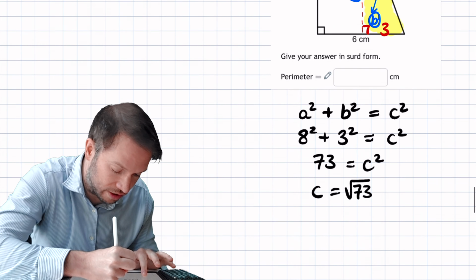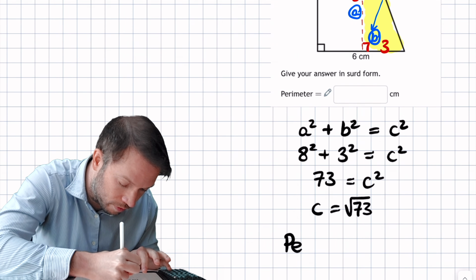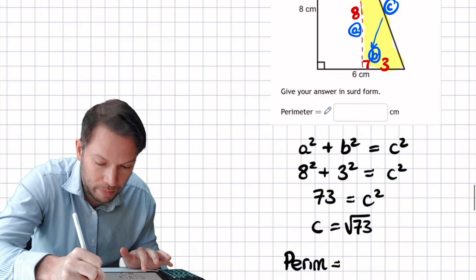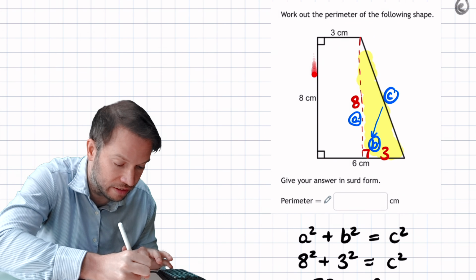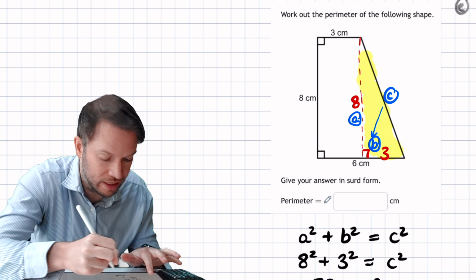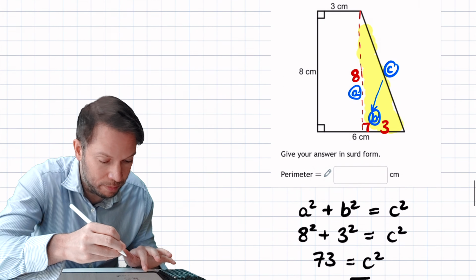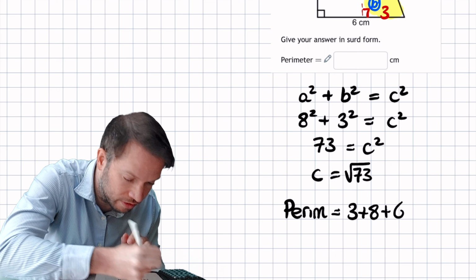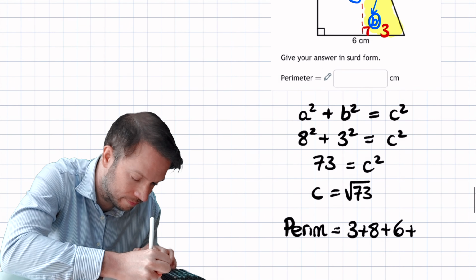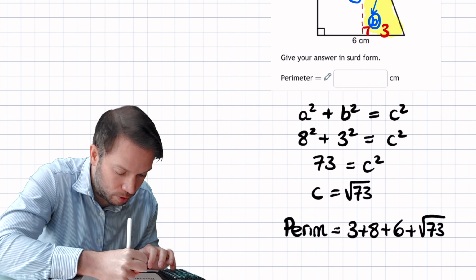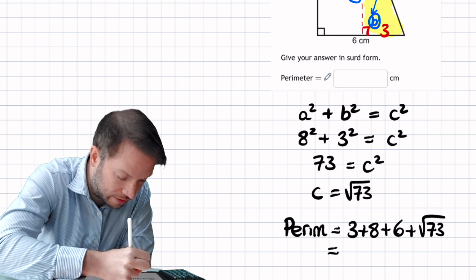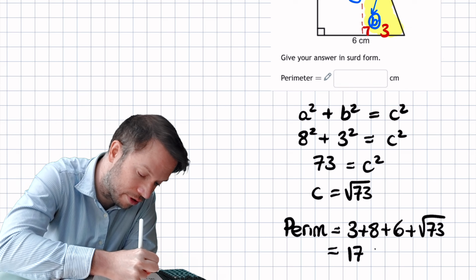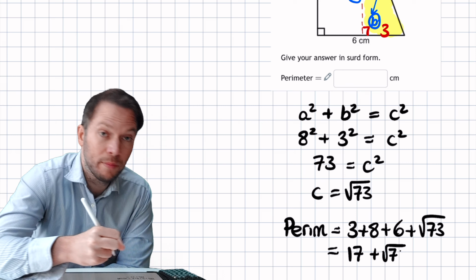The perimeter is just going to be the sum of all the lengths. So it's just going to be the 3 plus 8 plus 6 plus this C, which we worked out was root 73. So it's 3 plus 8 plus 6 plus root 73. And then, well, 3 plus 8 plus 6 is 17. So we get 17 plus root 73. And we can't simplify that any further.